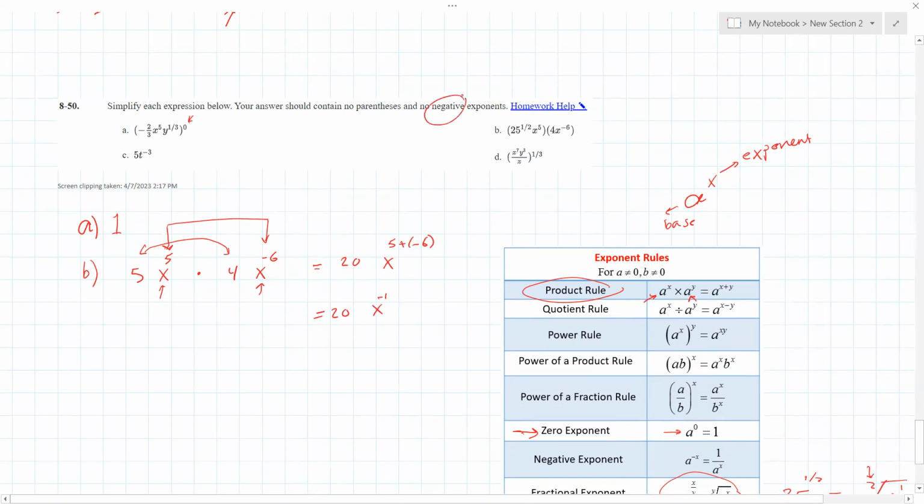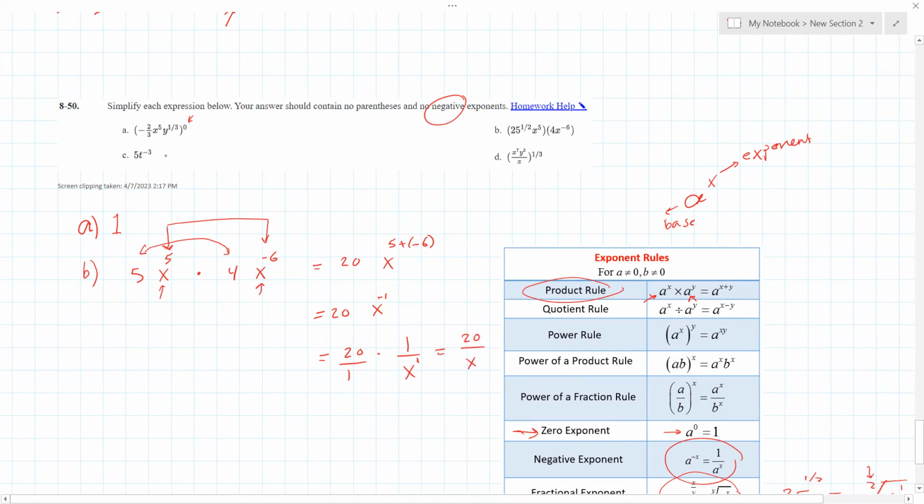But we don't want to see negative exponents. So we look at the negative exponent rule. In order to change a negative exponent into a positive exponent, we make it 20 times 1 over x to the 1. And here this is 20 over 1, so we have a fraction multiplied by another fraction, so this is 20 over x.